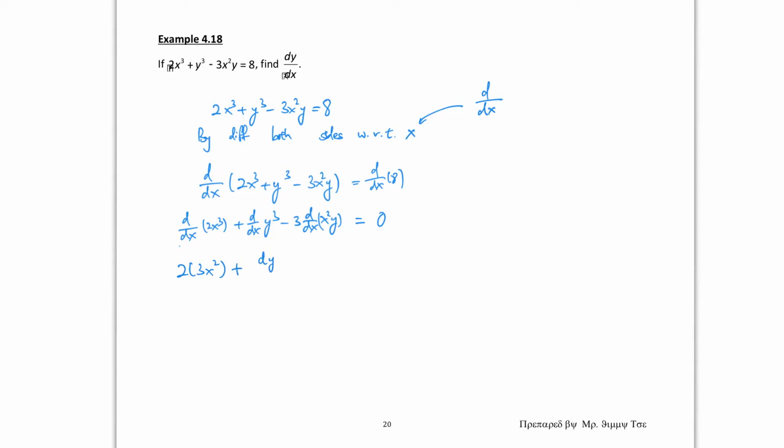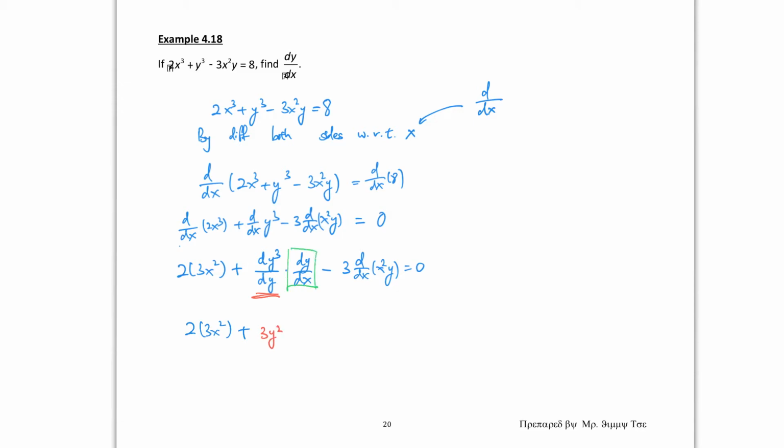How about the second term? First of all, I cannot use the power rule because the bases are not equal, this is x and this is y. So what can I do? I can use the chain rule. Minus 3, and I want to keep this one first and elaborate later. I want to handle the first term. Now for this term, I can use the power rule because this is y to the power 3. So this is 2 times 3x squared plus this part is equal to 3y squared.